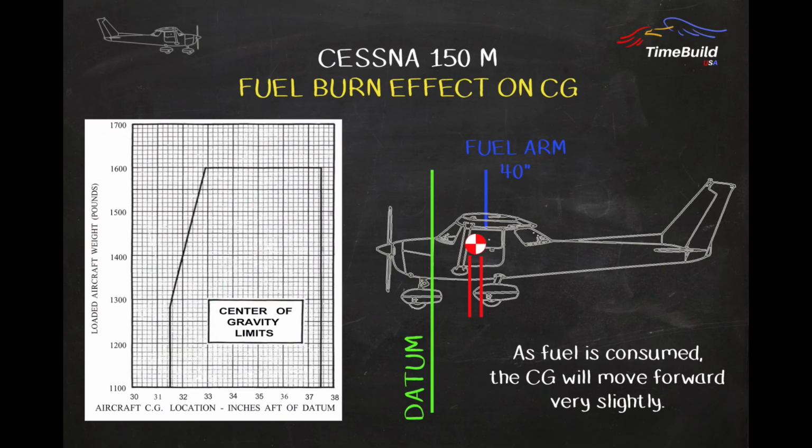Because the arm of the fuel tanks is very close to the CG range of the aircraft, the consumption of fuel will not materially affect the center of gravity during flight. It should be noted that as fuel is burned, however, the CG will move very slightly forward.